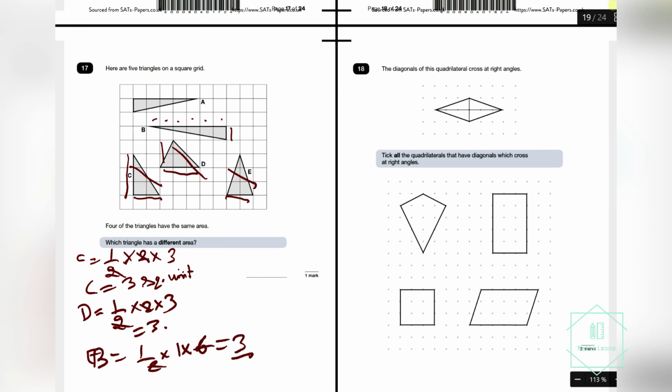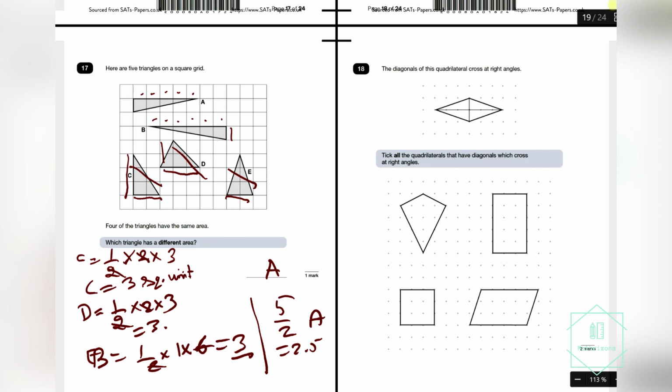Let's calculate for A. It looks like A is our answer, but let's verify. In A we have 1, 2, 3, 4, 5, and the base is 1. So it will be 5 by 2, which is 2.5. That means A is having a different area.